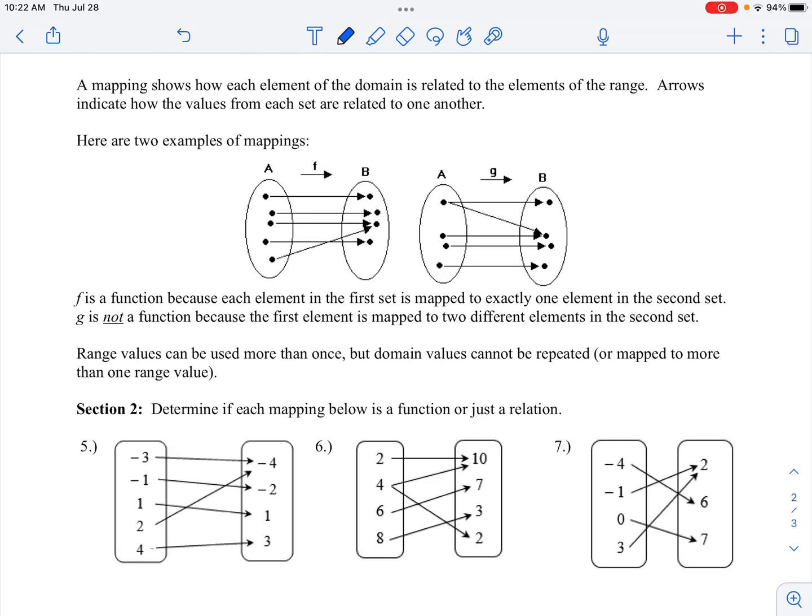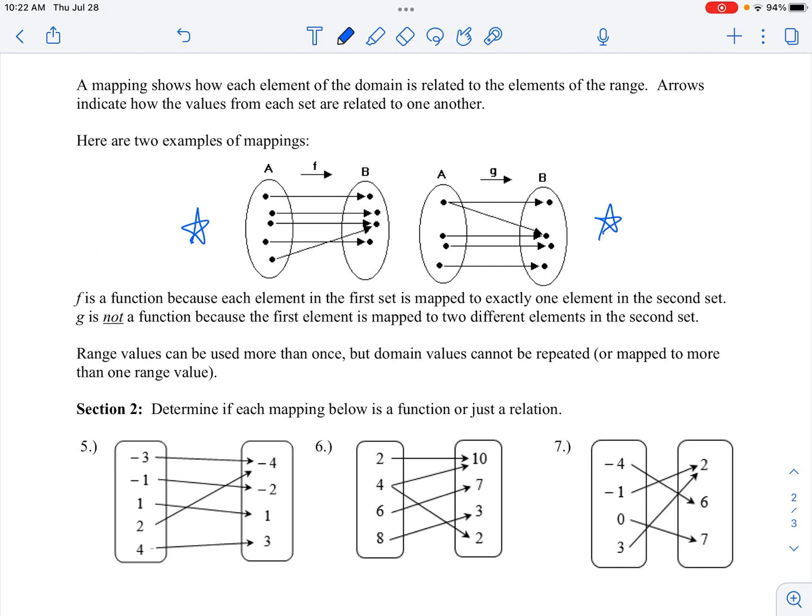The next thing we want to talk about is the types of ways that we can represent relations and functions. And one of them that you're going to see fairly often is called a mapping. So a mapping shows how each element of the domain is related to the elements of the range. Arrows indicate how the values from one set are related to the other set. So what you see right here are two different examples of relations, okay?